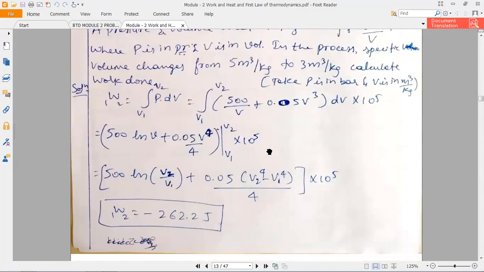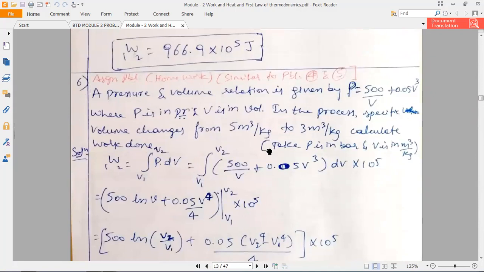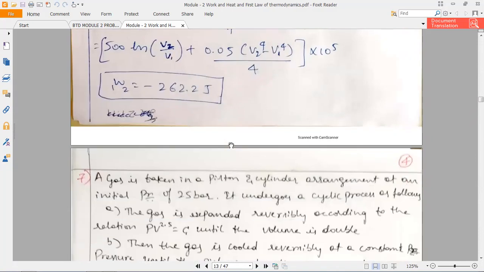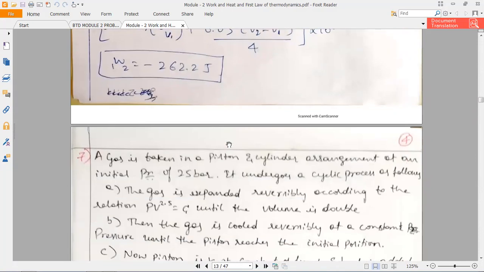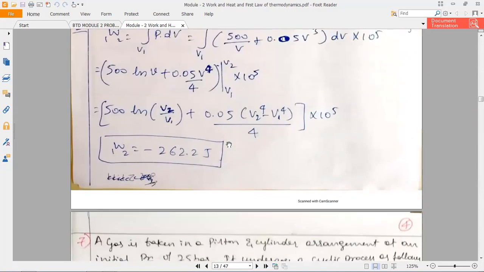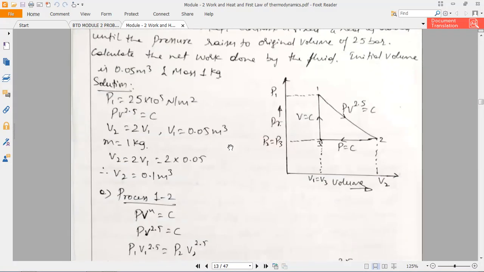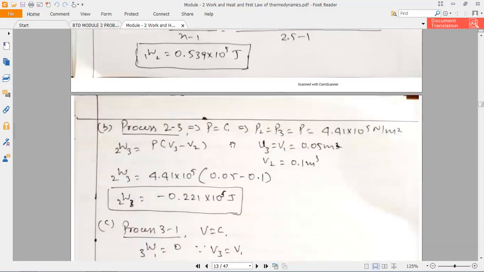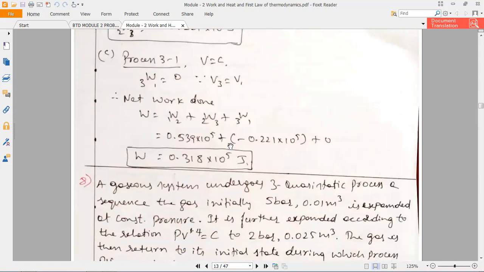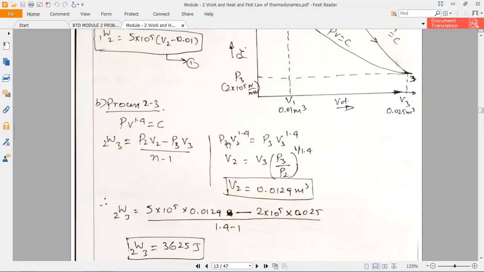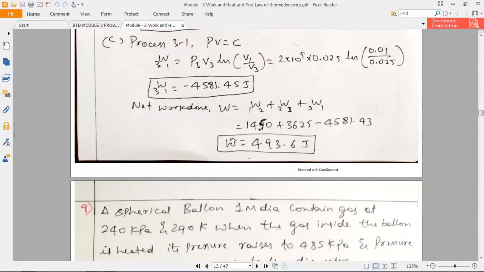The remaining set of problems we will do in the next class. They become cyclic processes, so we will do this in the next tutorial.